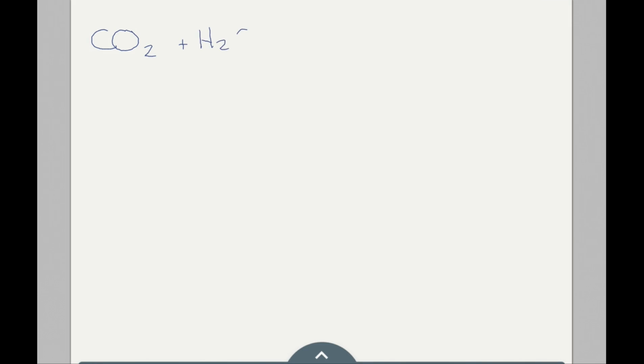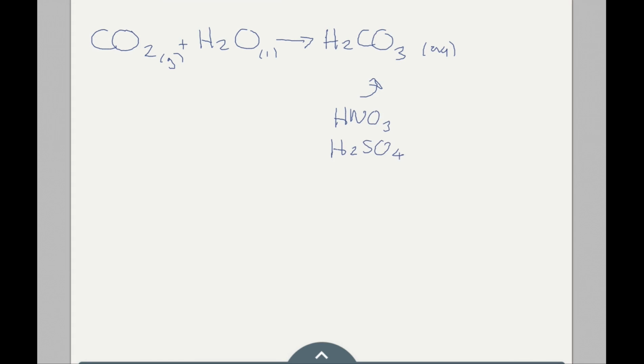Do you know what that is? Well, what compounds have H's at the front? What are those? HNO3, H2SO4.